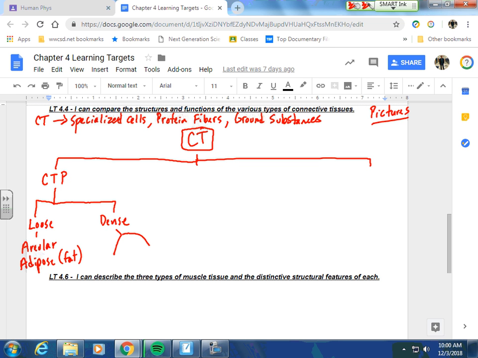You remember the examples we did? What we had in our slides, which ones were dense connective tissue? Ligament was one, and what was the other one? And tendon, okay?